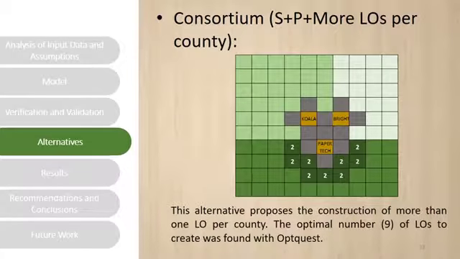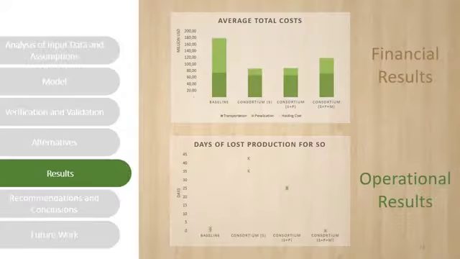Our last alternative consists of sectorization plus dynamic pricing plus the building of more than one logging operation in 9 counties. This optimal value was found using the OptQuest tool of Siemens software, as shown in the figure. Our results are divided in 2 categories. First, financial results in terms of costs, and second, operational results in terms of days lost due to stockouts.